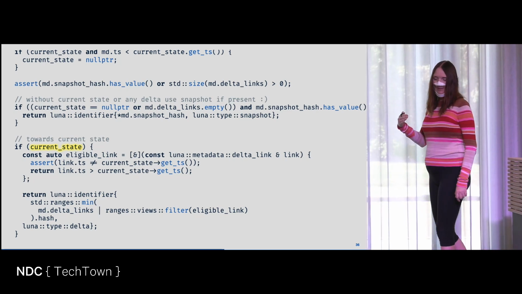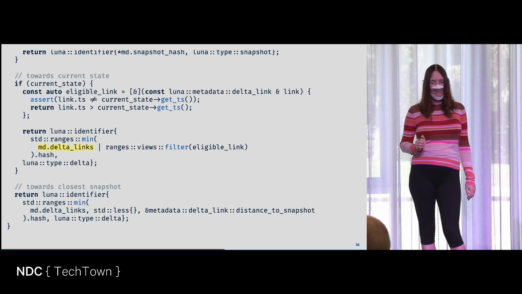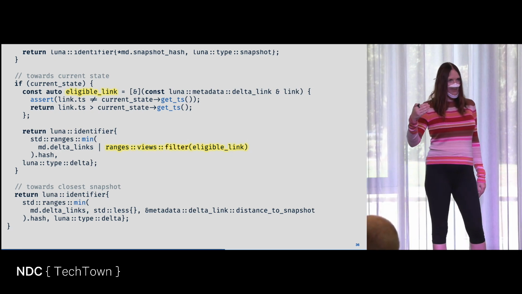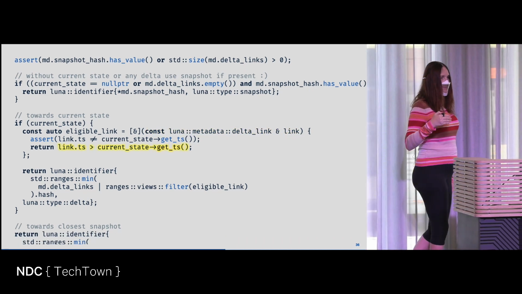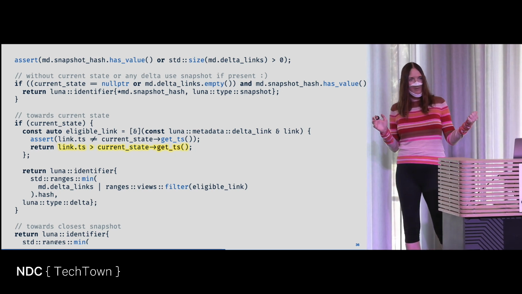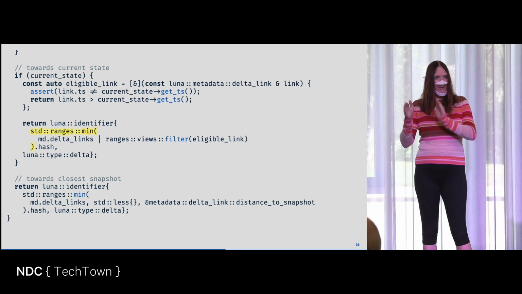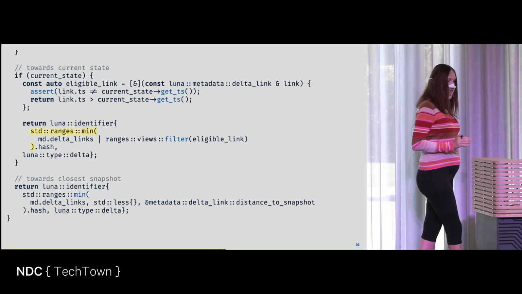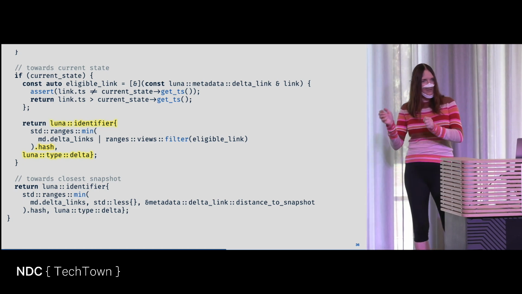But if we do have a current state, we need to select the best link to go. So we will look at them, pipe them into a filter, and filter them by eligibility, which is just that the link timestamp must be higher than my current state I'm updating from. And then when we get only the filtered ones, we look for the lowest value, which is the closest to our node, and select it. And build an identifier from it of type delta. So this is the delta you need to download.